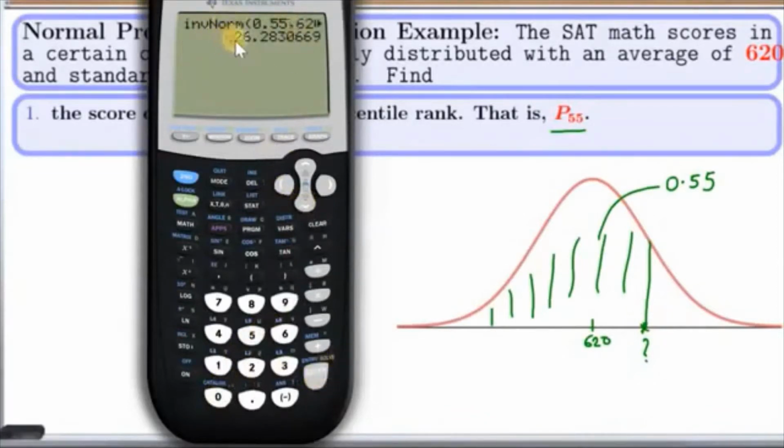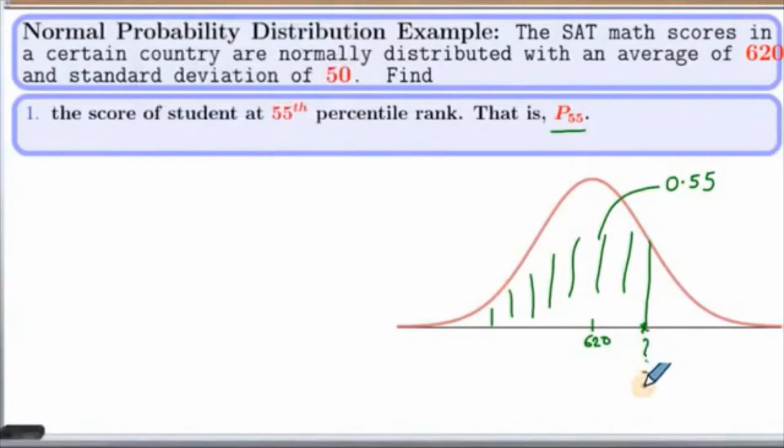Calculator gave me this number here, and this is the number that goes over here. So that is 626.28. Basically, P55 equals 626.28.